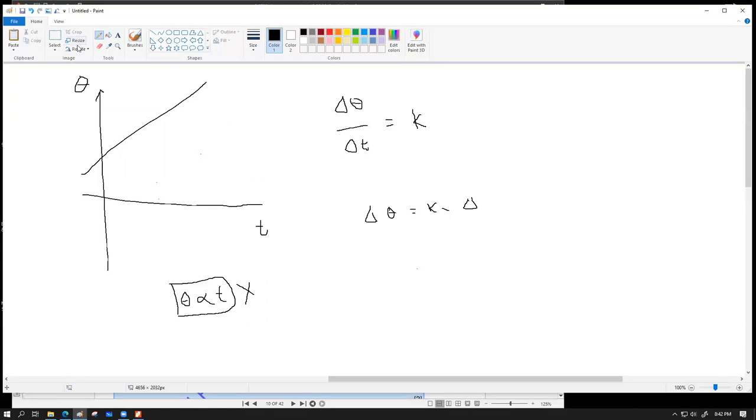Sorry, the graph was written wrong. What was I thinking? I wanted to write this as x versus theta. I cannot write x proportional to theta. That would be wrong.